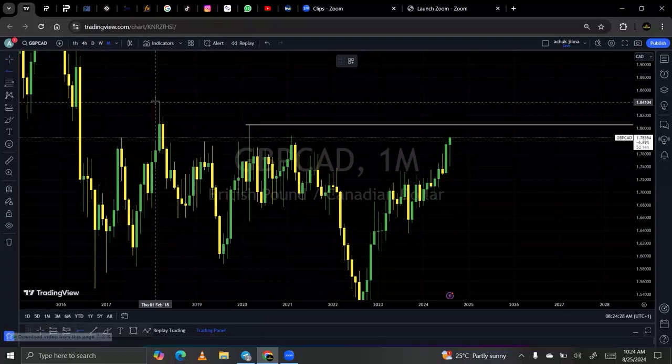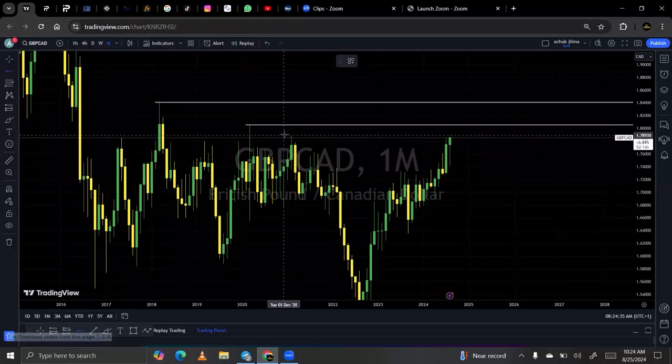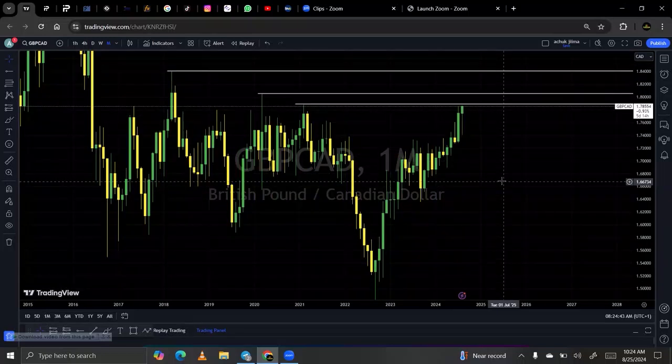And then also we need to mark this other high. So in case market goes there, then there's also another high here. So once we have this, we can conclusively say that we've marked our highs. And then that is where the next resistance is going to happen.